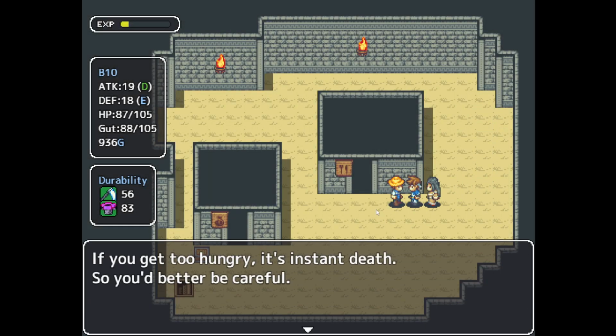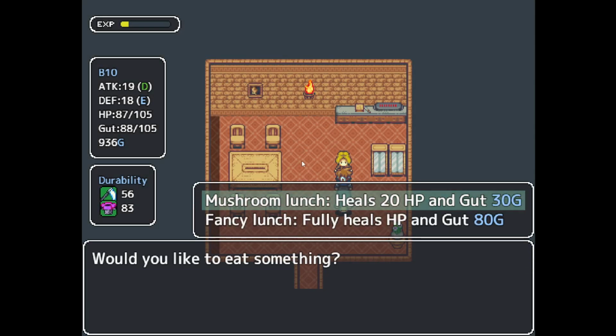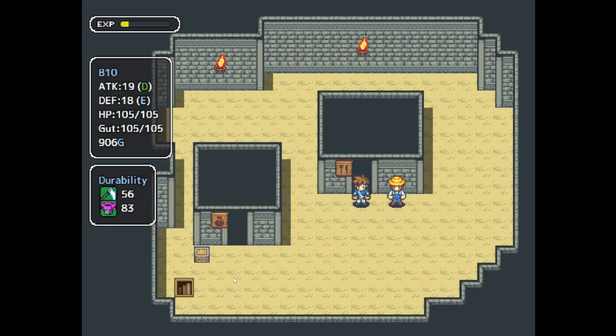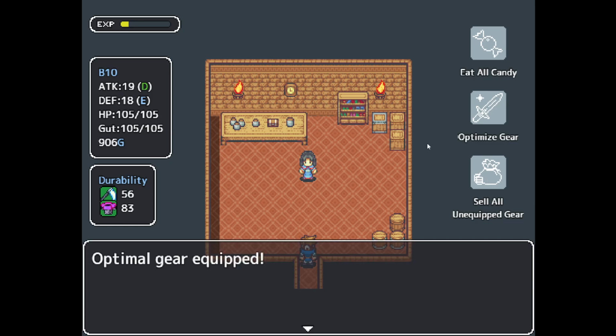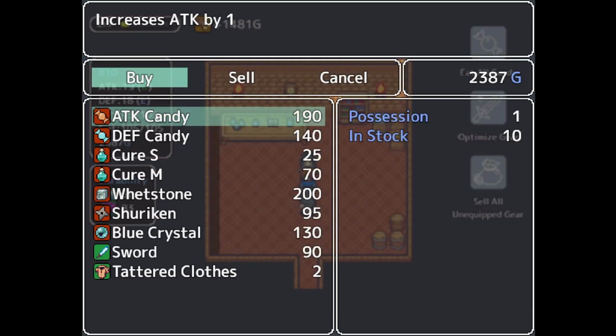Village floor. One small meal, please. Yes, I'd like to buy all of your candy.